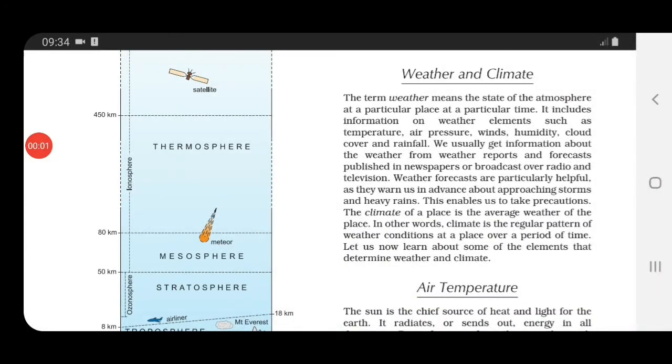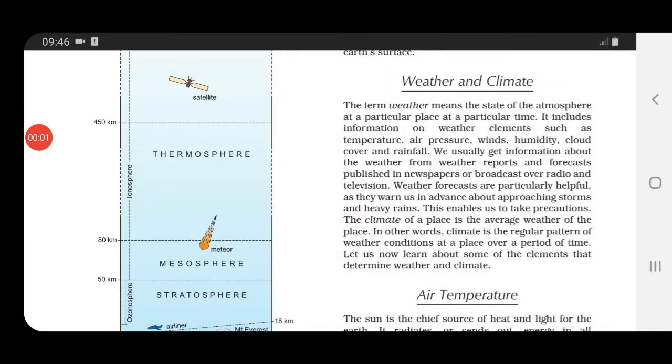Now children, this particular term weather, that includes information on weather elements, okay? Which elements? Elements such as temperature, air pressure, winds, humidity, cloud cover and rainfall. And you might have noticed that you get information about weather from weather reports and forecast, which are published where? They are published in newspapers, or you might hear them through radio, okay? You might watch them on television, okay? So continuously they are giving us information about the weather conditions, okay?